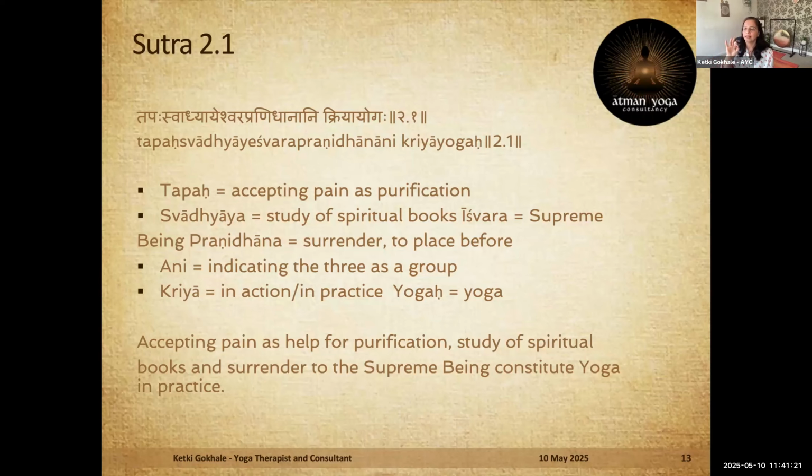So Swadhyaya is what you are talking, expressing, what words you are using, what kind of books you are reading, what kind of stuff you are absorbing into your mind. Accordingly, you will speak.